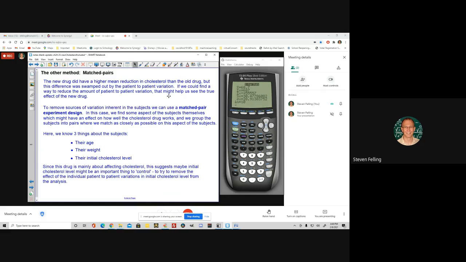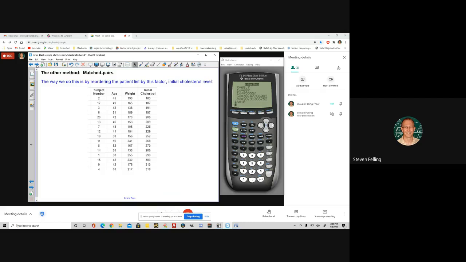So we're going to try to pick which one of those factors might have the biggest influence on how well the drug works. And since this drug is about affecting cholesterol, it suggests maybe the initial cholesterol level would be the most important thing to control, to try to remove the effect of that from patient to patient from the analysis. So let's do that. Let's pick initial cholesterol level. And the way we remove it is we reorder the patient list by initial cholesterol level, from the lowest initial cholesterol to the highest initial cholesterol.